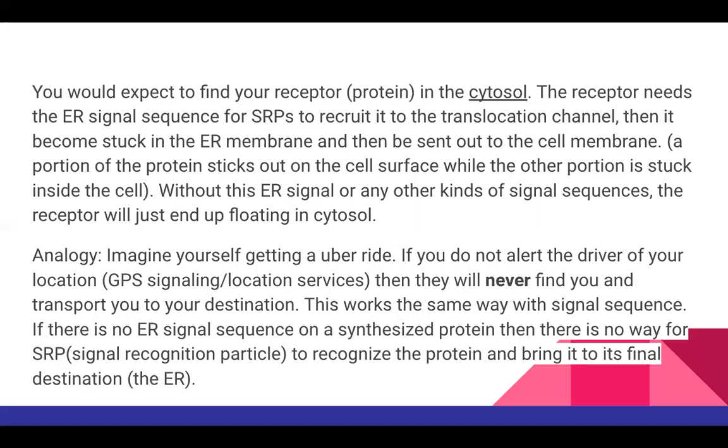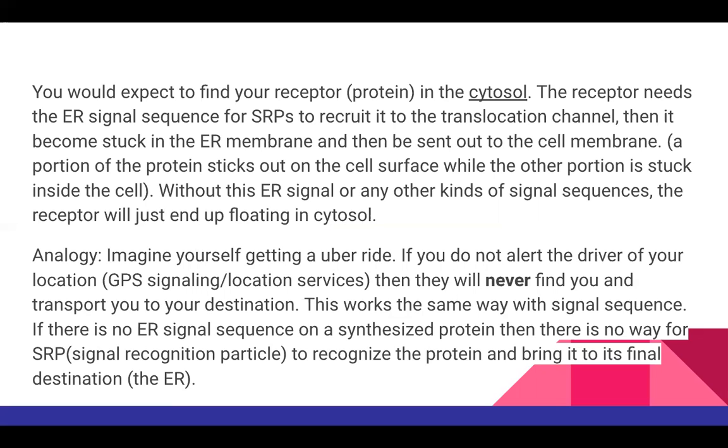The receptor needs the ER signal sequence for SRP to recruit it to the translocation channel, and then it will become stuck in the ER membrane and then be sent out to the cell membrane. A portion of the protein will stick out to the cell surface while the other portion is stuck inside the cell. So without the ER signal or any other kinds of signal sequences, the receptor would just end up floating in the cytosol. And so I just have an analogy for this in real life.